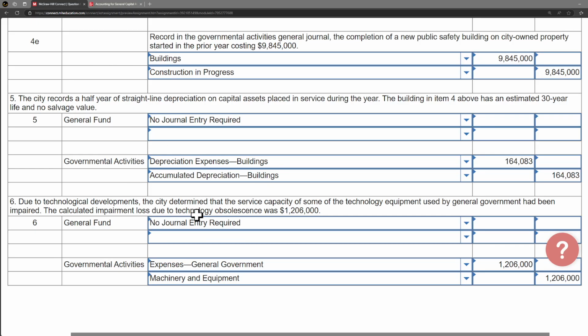Due to technology developments, the city determined, so here I think this is an impairment, yes. It's an impairment loss due to technology obsolescence. Again, obsolescence is an impairment of a long-term asset, so therefore there is no general fund entry, which only deals with current resources.